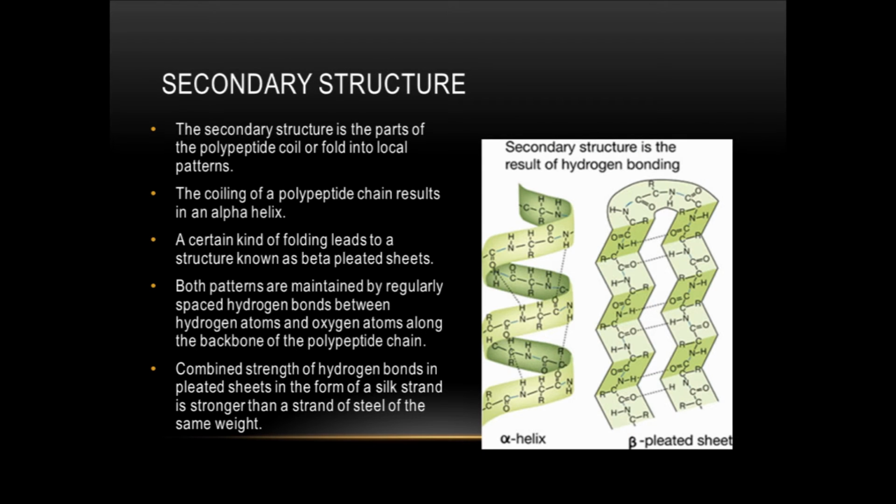The secondary structure is where polypeptide coils fold into patterns. The coiling pattern is known as the alpha helix. The folding pattern is known as beta pleated sheets. Both are spaced by hydrogen bonds and oxygen atoms along the backbone of the polypeptide chain.